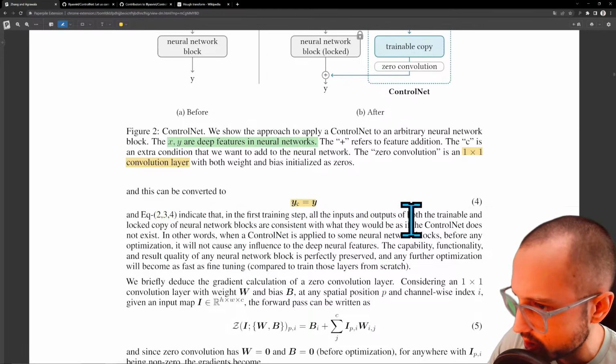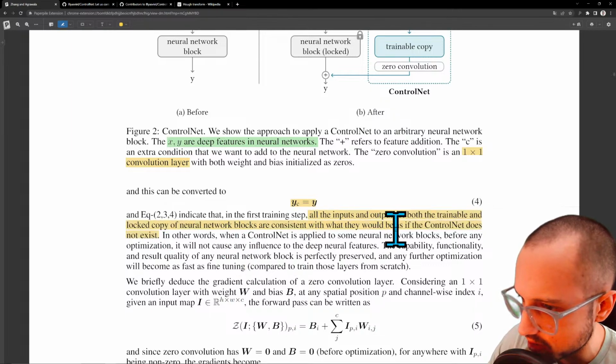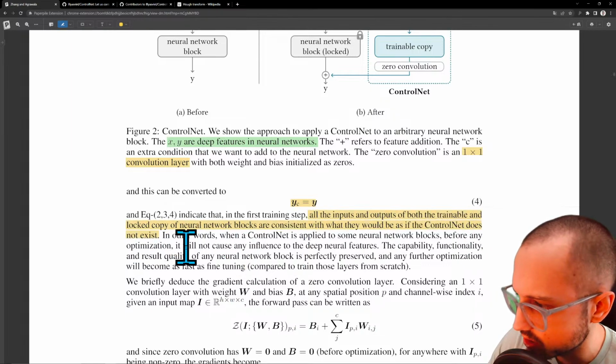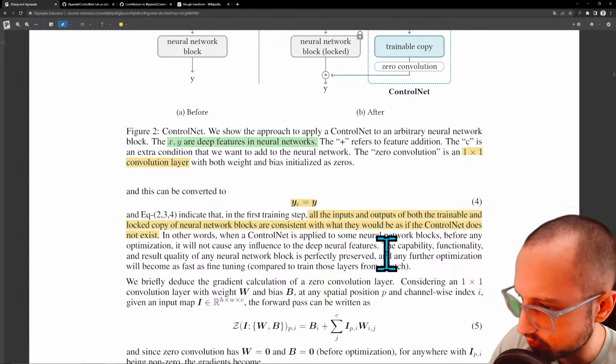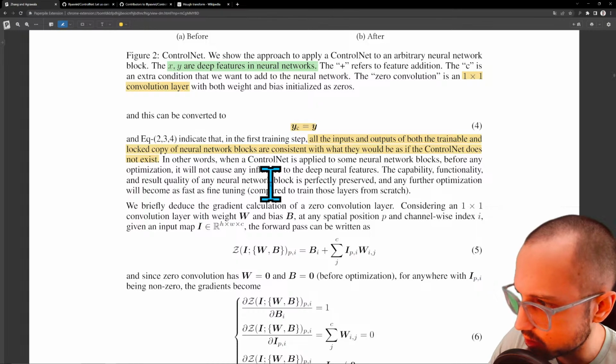The first training step, all inputs and outputs of both the trainable and locked copy are consistent with what they would be if the control net does not exist. Yeah, because it's all just zeros. In other words, when a control net is applied to some neural network blocks before any optimization, it will not cause any influence to the deep network features. The capability, functionality, and result quality of any neural network block is perfectly preserved, and any further optimization will be as fast as fine-tuning.